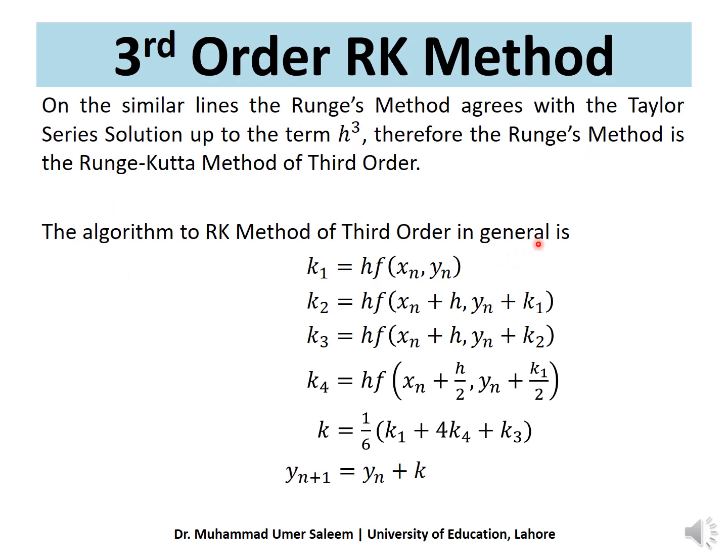So the algorithm for that method in general form is written here as k1 is h f of x n and y n, k2 is h f of x n plus h, y n plus k1, k3 is h f of x n plus h, y n plus k2, and then k4 is h f of x n plus h by 2 and y n plus k1 by 2, and the increment k is equal to 1 by 6, k1 plus 4 k4 plus k3, and the final equation will be y n plus 1 is equal to y n plus the increment k, which can be calculated from here.